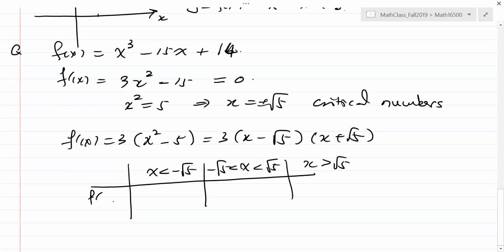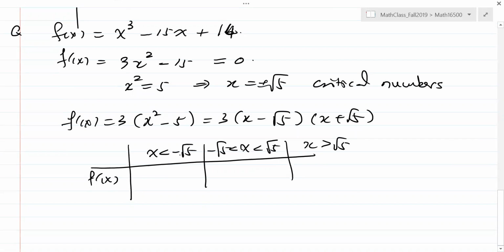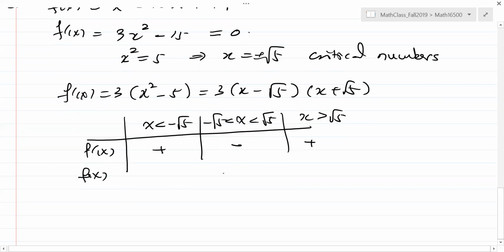Here's the derivative. Clearly when x is less than negative square root of 5, the first factor is negative and the second factor is also negative, so it's positive. Then negative, then positive. When x is between negative square root of 5 and positive square root of 5, x could be 0, and plugging in 0 gives a negative sign. Then for the function, this side is increasing, this side decreasing, then increasing. So the graph looks like that, right?